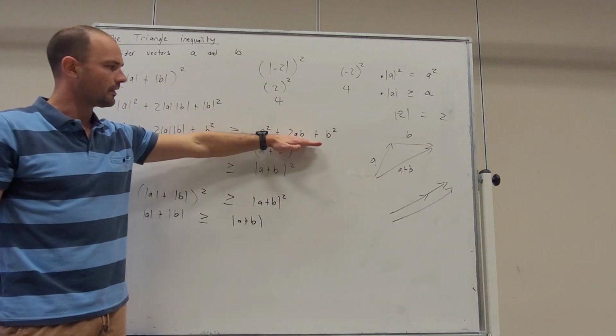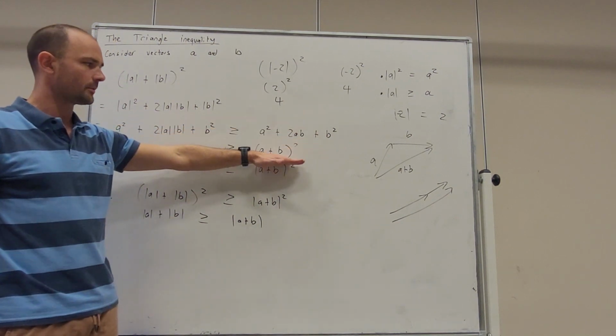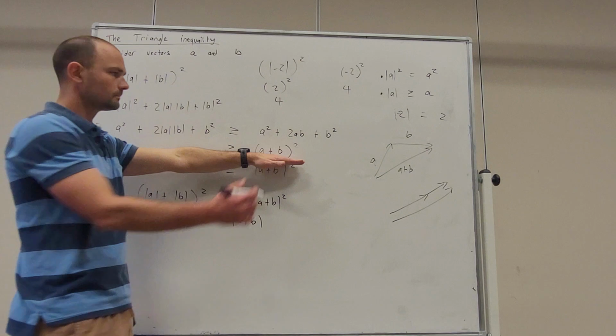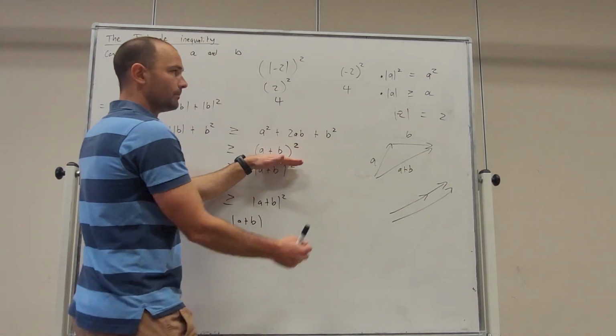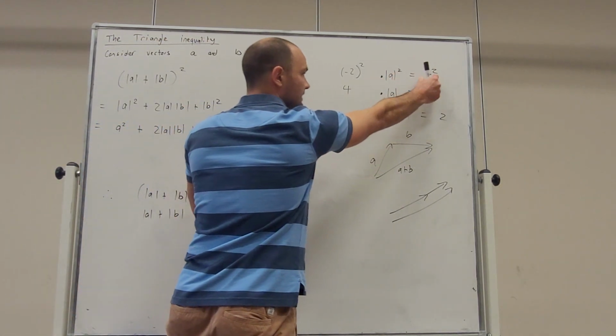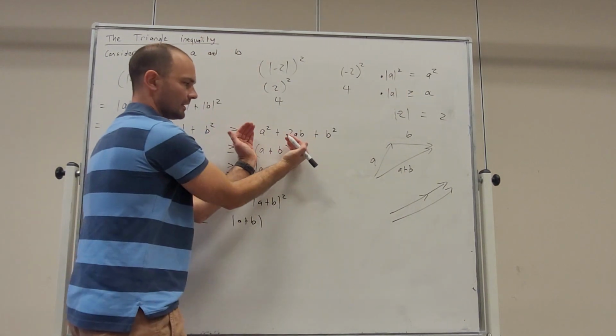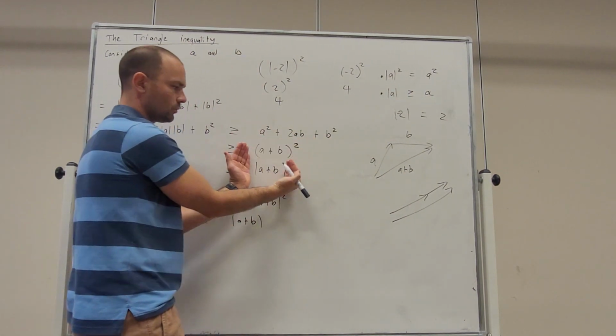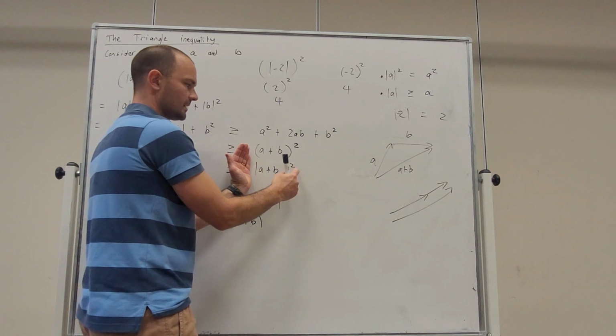All right, and then we're looking at that and going, okay, well that's just a perfect square, so we can factorize it to that. And one of the properties of modulus is that A squared is equal to the modulus of A squared. So I'm taking A plus B squared, which is equal to the modulus of A plus B squared.